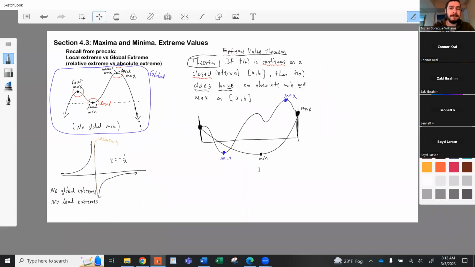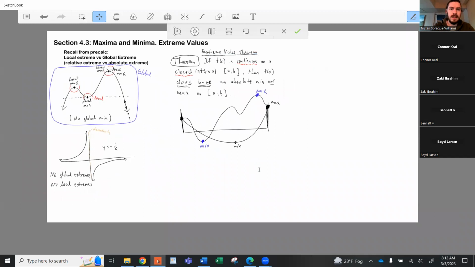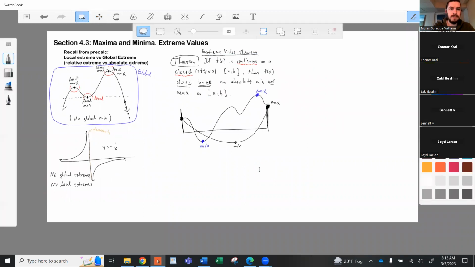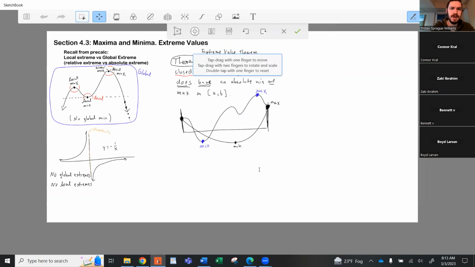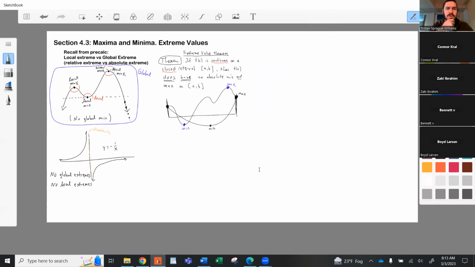So that's a little intro. This stuff is mostly review about local and absolute extremes, but also a little bit of new stuff with that new theorem there.